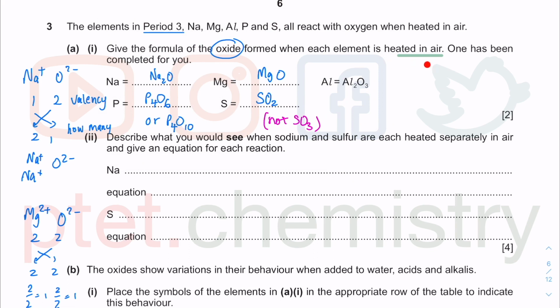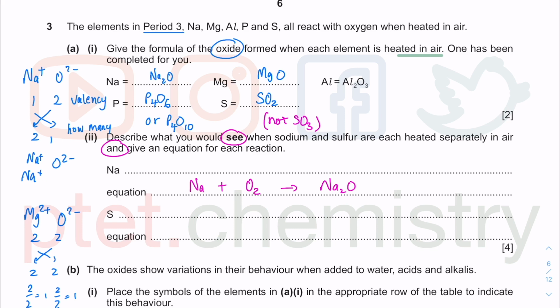You're just heating up the element in air. In part 2, describe what you would see when sodium and sulfur are each heated separately in air, and give an equation for each reaction. Now the equation is probably the easier one to do first. So sodium plus oxygen, and you will get sodium oxide and H2O.